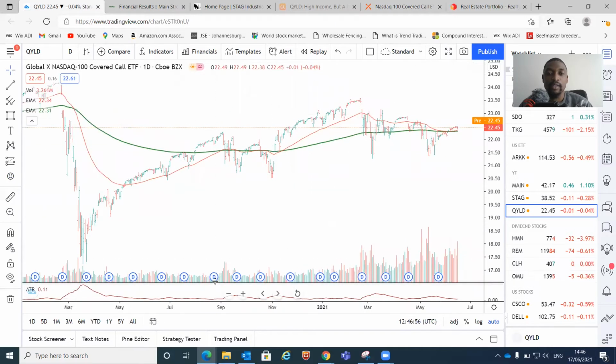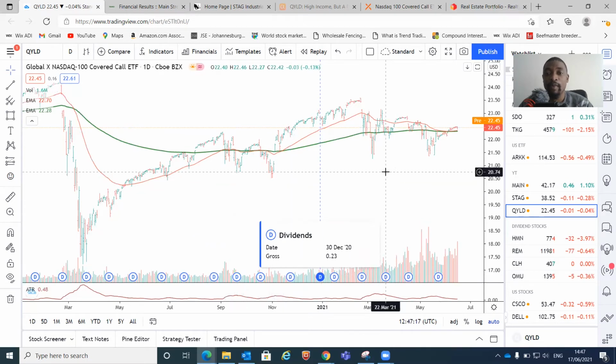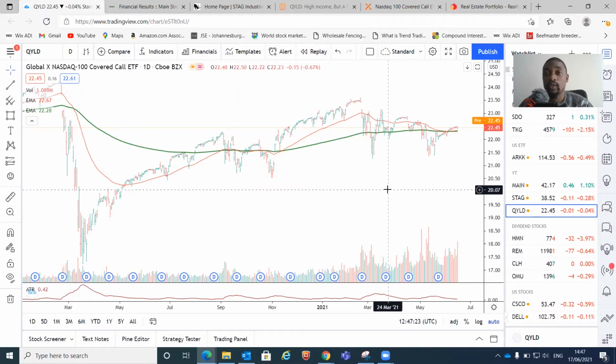If you look at this, you see all these dividends. In August 2020, they paid about 22 cent US dollar. It's US dollar cent, not South African cent. So they average around 20 cent dividend that they pay, so it's 20 cent per share. That's the kind of payment that you can expect from QYLD. So that's the first one that you want to look at.